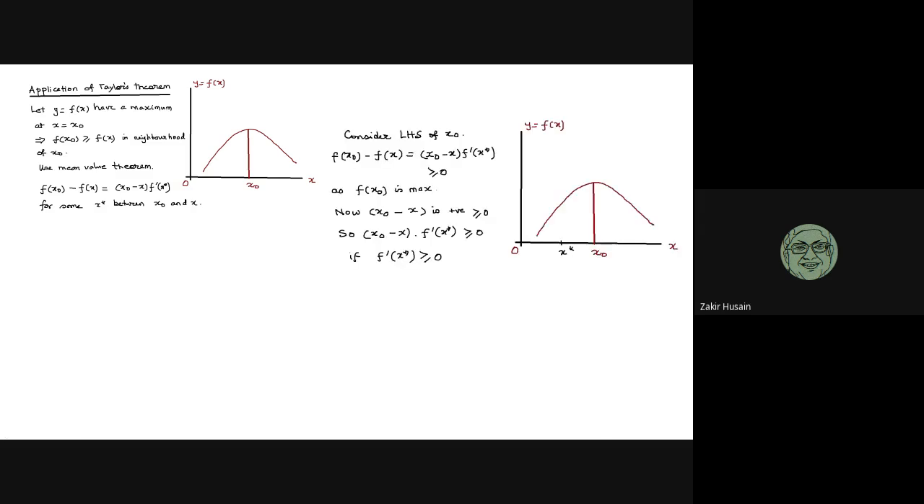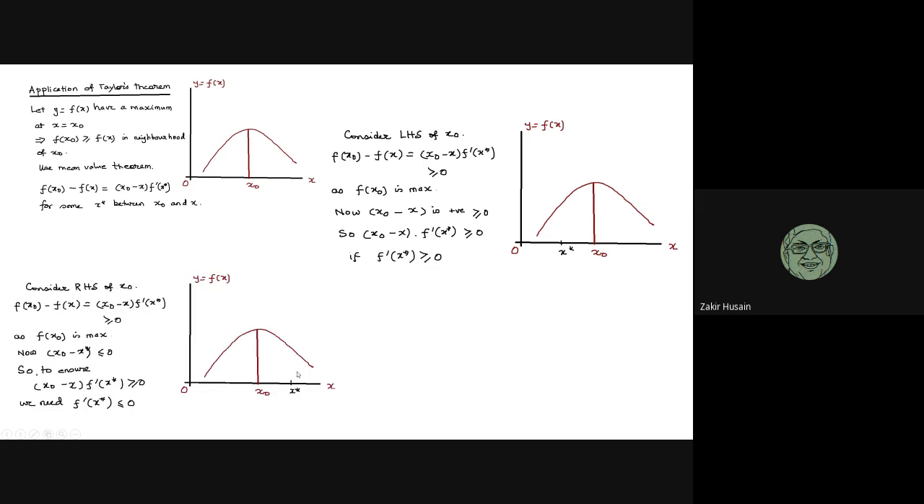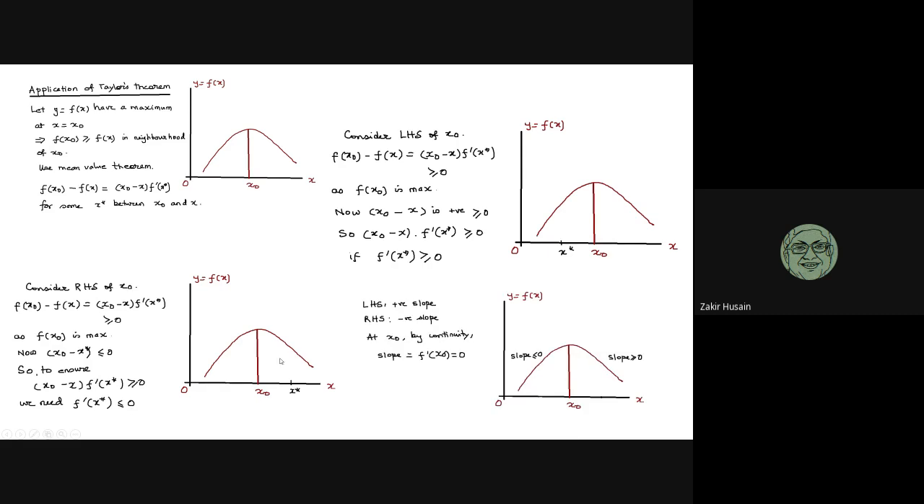So you can see over here that we have considered the left hand side. Over here, we have shown that f prime is greater than or equal to 0. This is the right hand side. We have shown it is less than or equal to 0. Okay. So by the continuity assumption at x0, we must have f prime equal to 0.